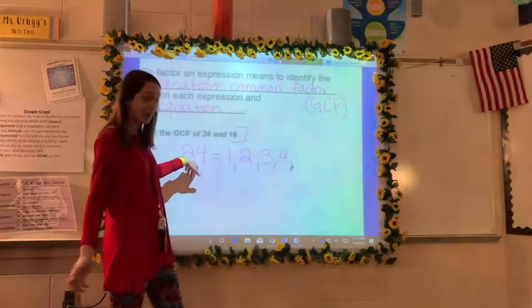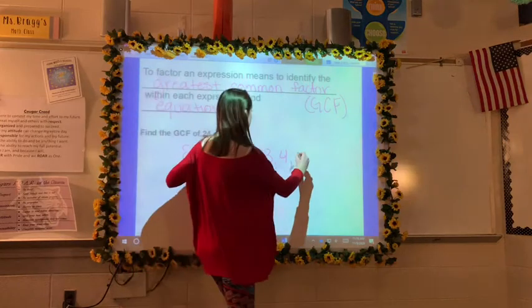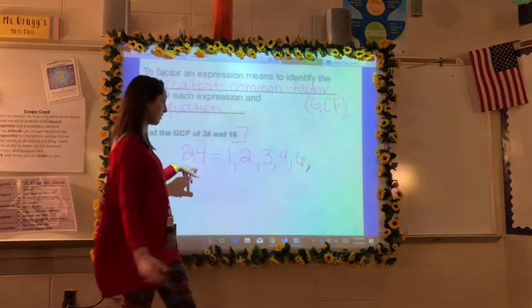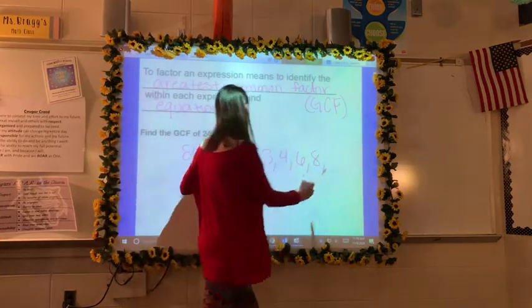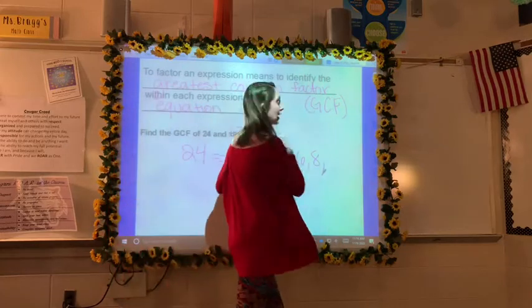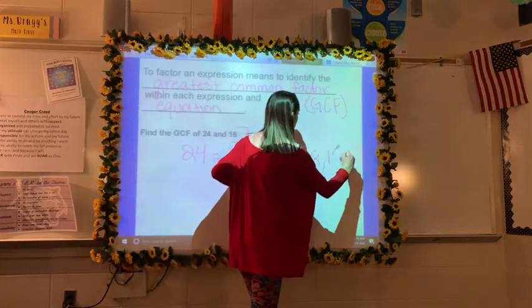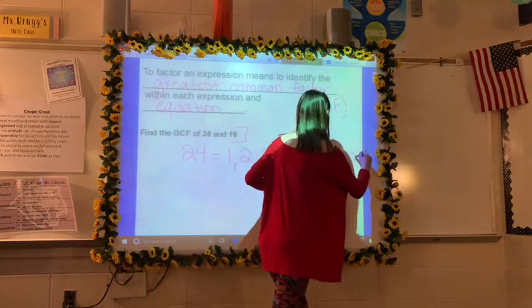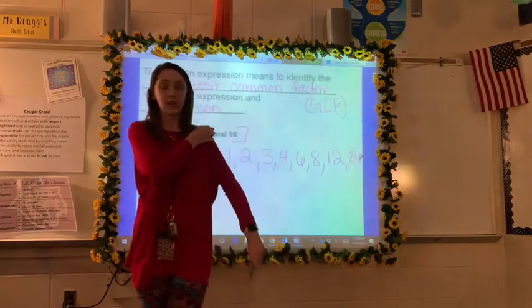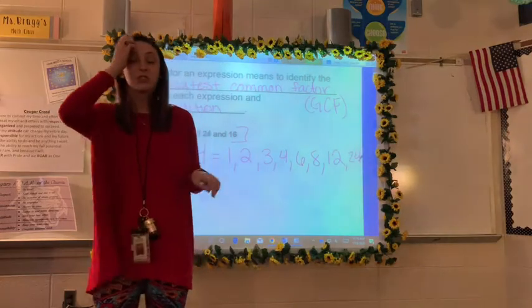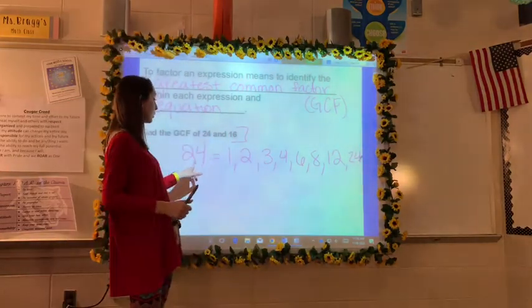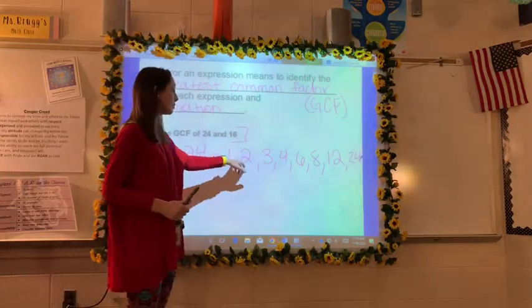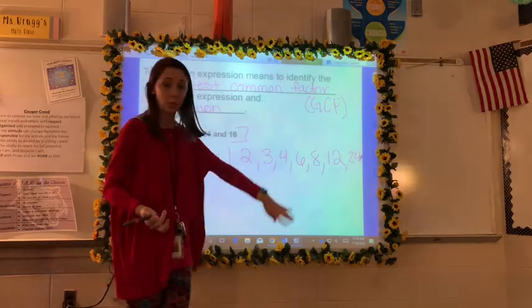We can't do 5. We can do 6. We can't do 7. We can do 8. Can't do 9. We can't do 10. Can't do 11. And we can do 12. And we can also do 24. Like I said, this is just something y'all are supposed to remember. So you know 1 times 24 gives you 24. 2 times 12 will give us 24, and so on, okay?